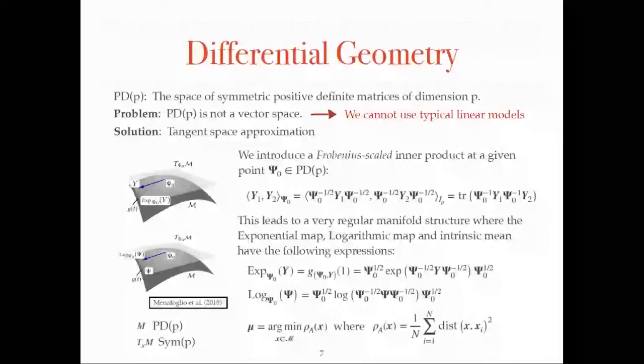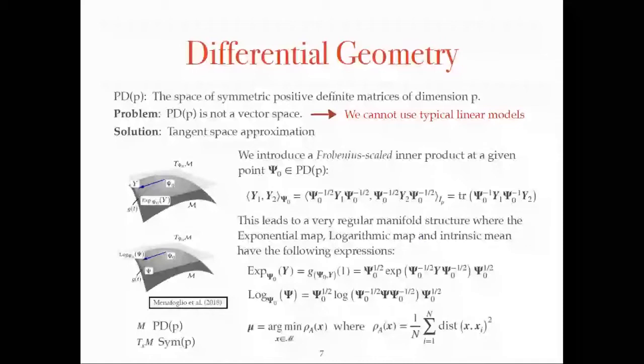In order to overcome this problem, as shown in the picture, the manifold can be approximated through a tangent plane. In our case, M is the PDP, and as a consequence, TXM is the space of symmetric matrices, which is indicated as SymP. In order to move from the manifold to the tangent space and vice versa, we will define the logarithmic and the exponential function with the capital letters L and E.